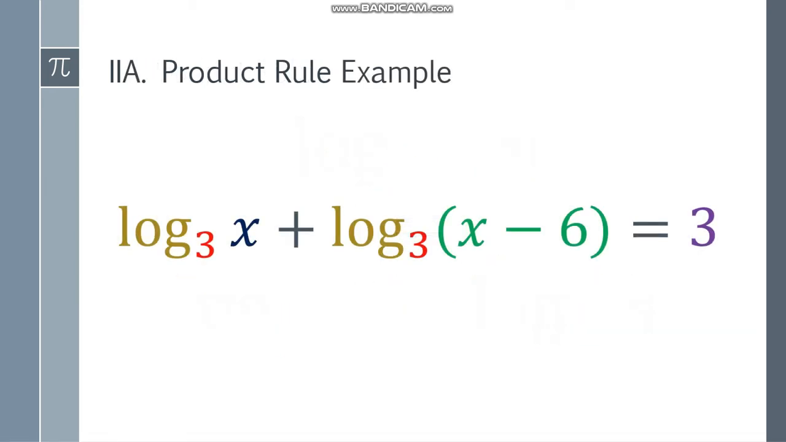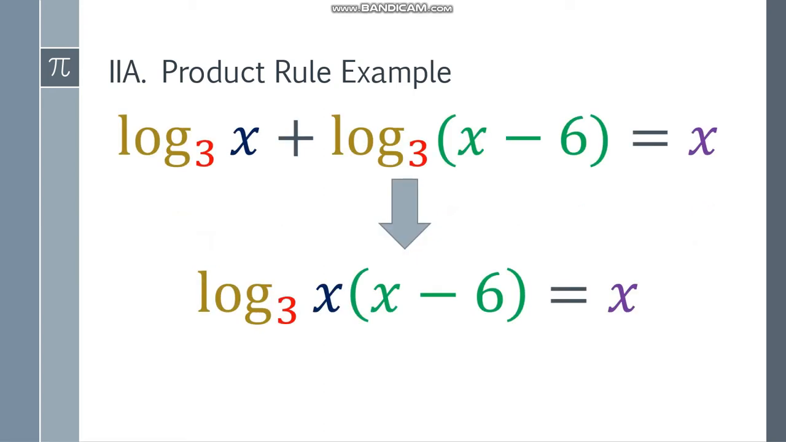Let's have the example. Sample equation natin is log base 3 of x plus log base 3 of the quantity x minus 6 is equal to 3. Again, parehas sila ng base, at may plus sign dito. So, kung magpa-plus sign ka ng dalawang logs with the same base, you can multiply the arguments. So, magiging log base 3 of x times the quantity x minus 6.